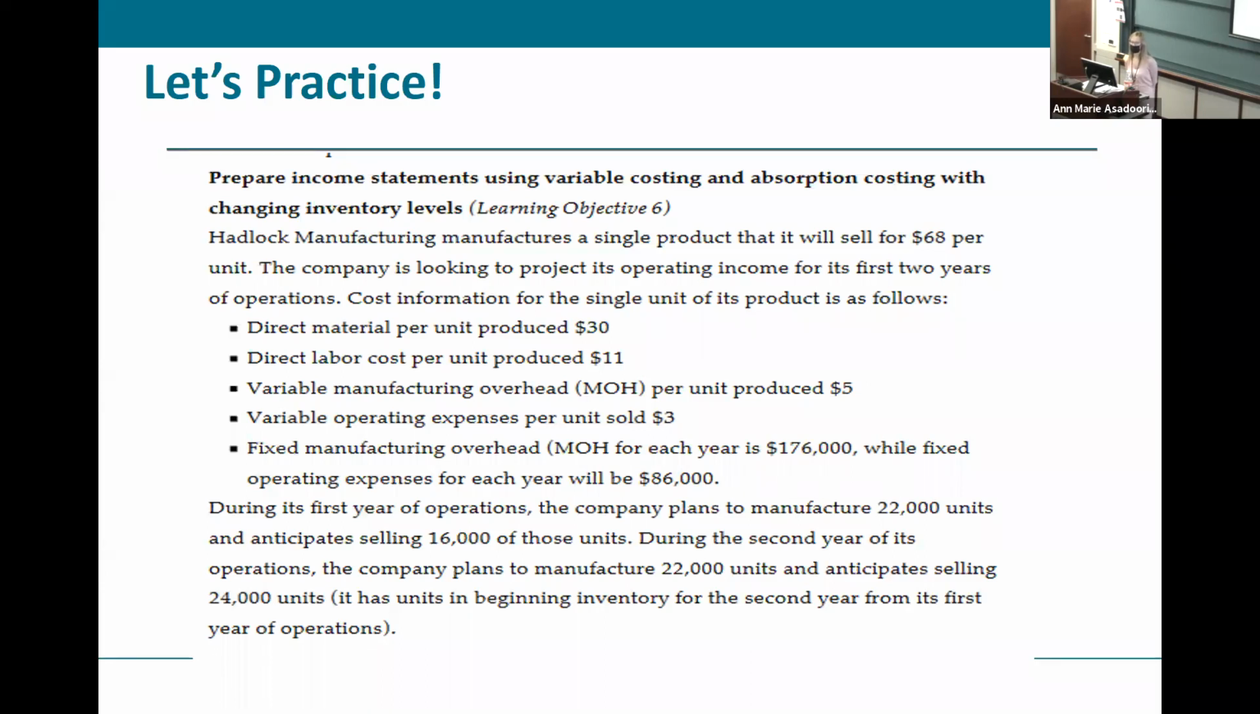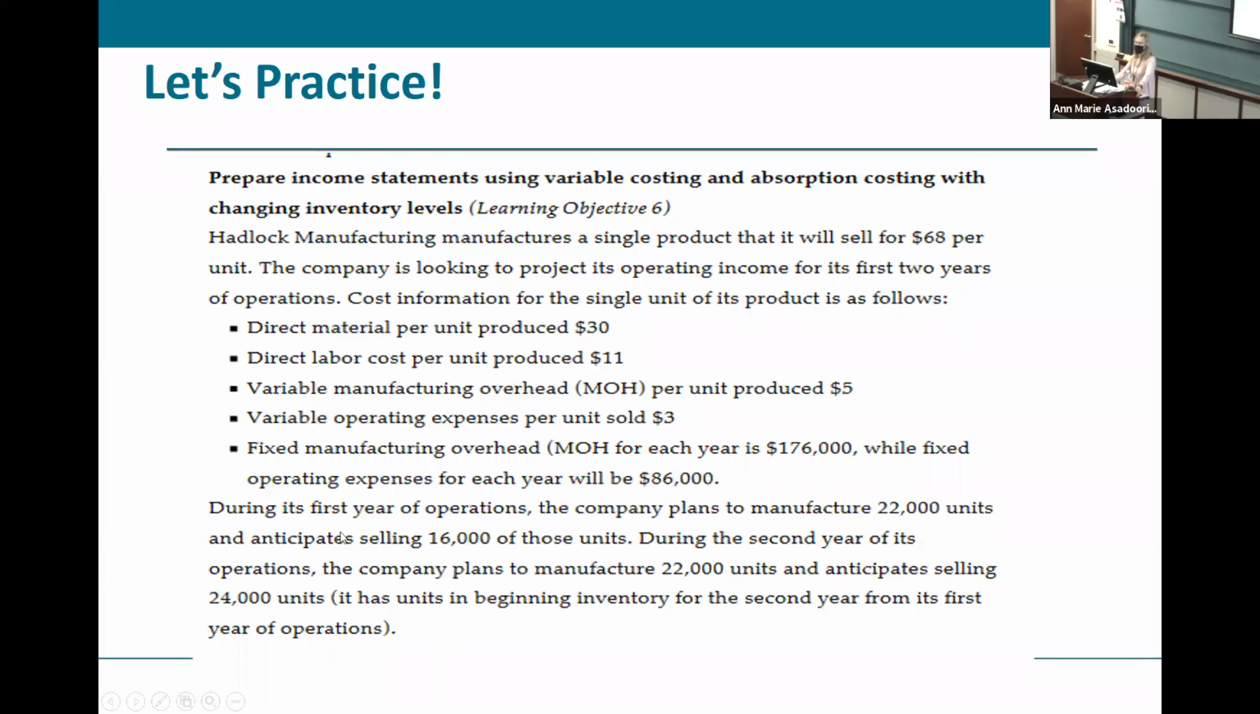Okay, direct material, $30 per unit. Direct labor, $11 per unit. Variable overhead, $5 per unit. Variable operating expenses are $3 per unit. And then fixed manufacturing overhead is $176,000, while fixed operating expenses are $86,000.